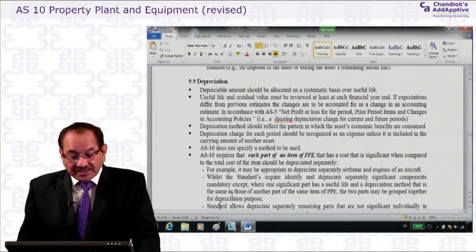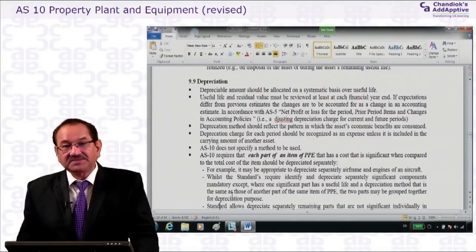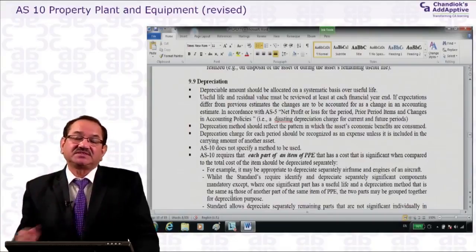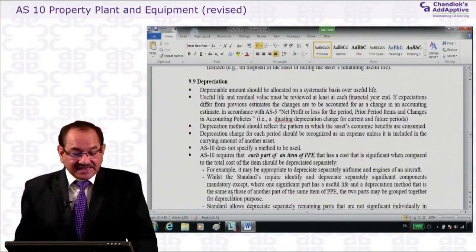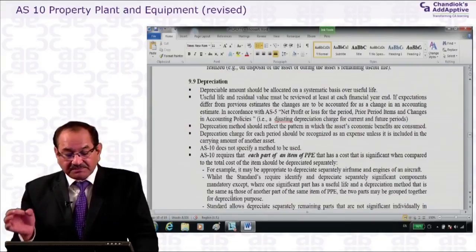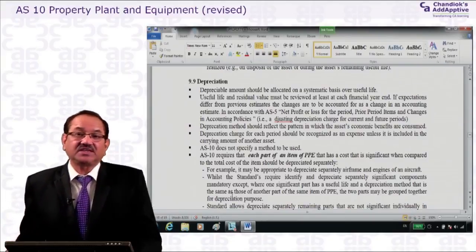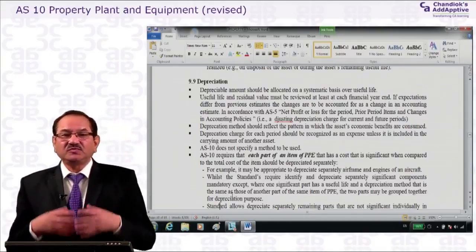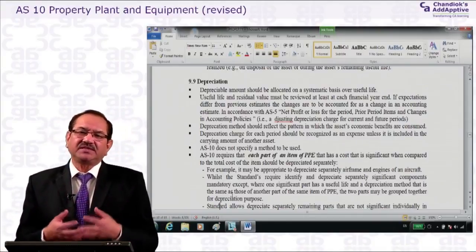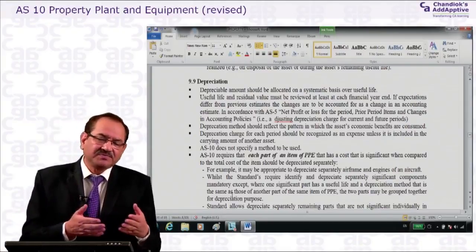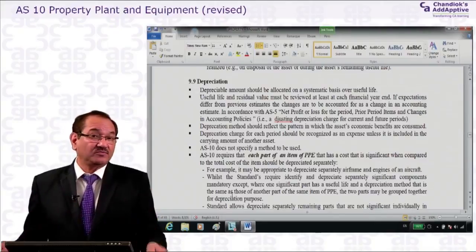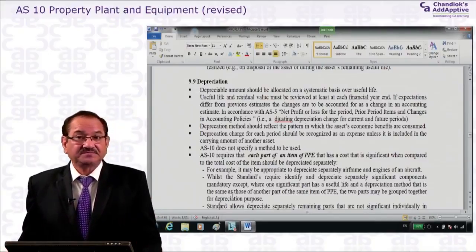Depreciation method should reflect the pattern in which the asset's economic benefits are consumed. That's very important, and that's the principle of depreciation. It says that the depreciation method should reflect the pattern in which the asset's economic benefits are consumed. Dear student, these are the wordings which you will be finding. As I told you in the very beginning, wordings may be different, terminology may be different, but it is in no way different from what we had as standards earlier.